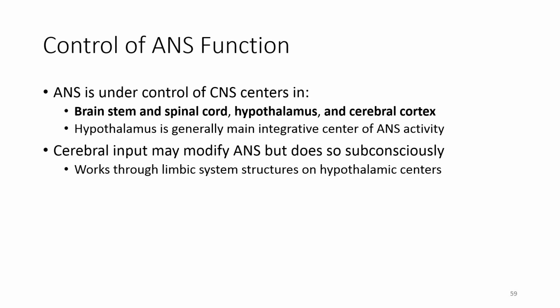So control of the autonomic nervous system is from control centers in the central nervous system. That includes the brainstem, spinal cord, hypothalamus, and cerebral cortex. And the hypothalamus is really the main integrative center here. It's going to take information from the rest of your body, all those sensory neurons, and decide how to generate motor output and glandular output for that.